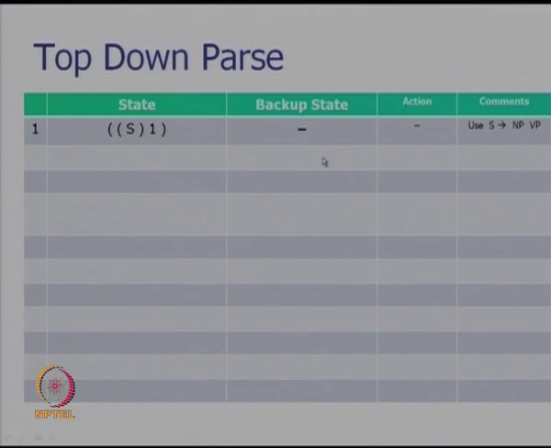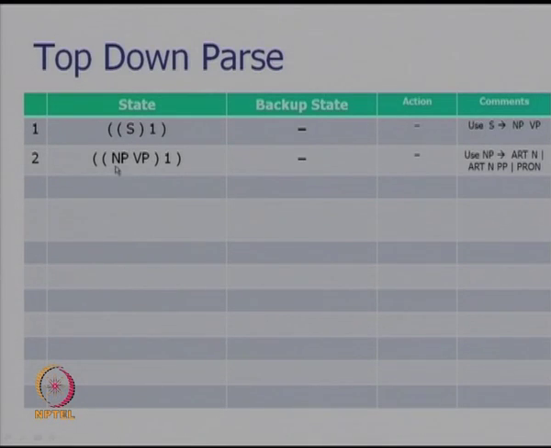Now, we take this ambiguous sentence and run the top down parsing algorithm. We first have the starting state, input pointer at 1, no backup state. S is expanded by NP and VP, and there is no backup state because S can be expanded only in one way.